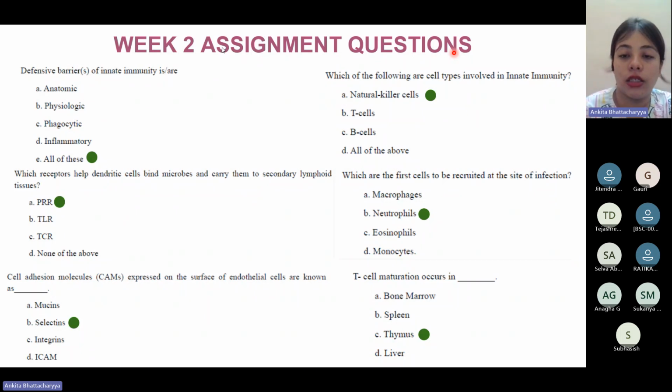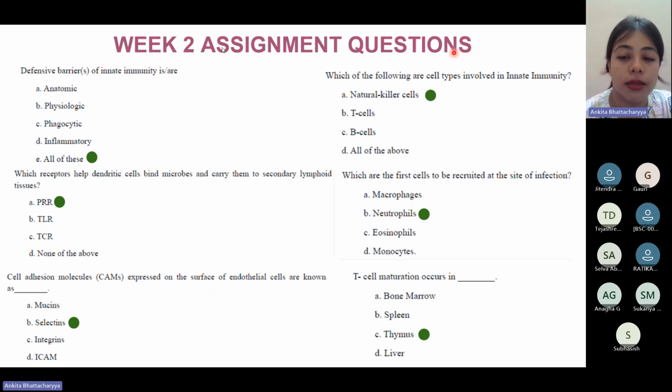Then in the next question, we were asked which of these are the first cells to be recruited at the site of infection. I said it just a minute ago that we had discussed how at the site of injury, the first cells to rush to that site are neutrophils. They undergo that process of extravasating from the tissue, going into circulation, etc. All of that has been discussed in a lot of detail. So neutrophils, or option B, was the correct option in this case.